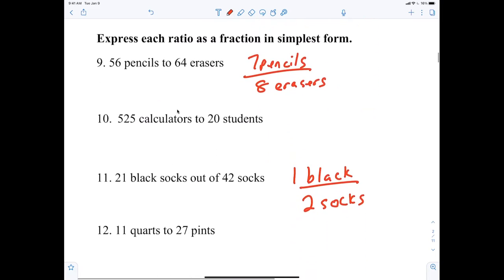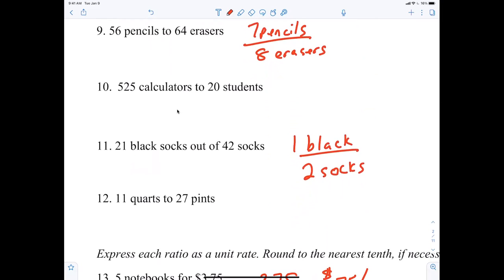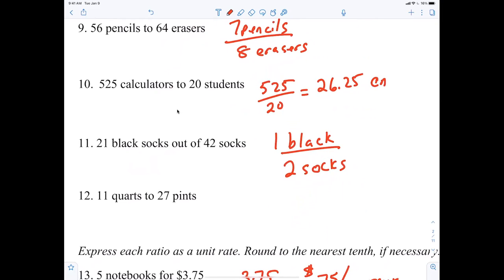All right. Noah, number 10. 525 calculators for 20 students. It would be the calculators divided by 20. Which is what? 26.25. Yeah, that's what I got. 26.25 calculators per student. If you got 26 1/4, I'm okay with that. I got 105 over 4. It's the same thing. I just wrote it as an improper fraction. Okay.